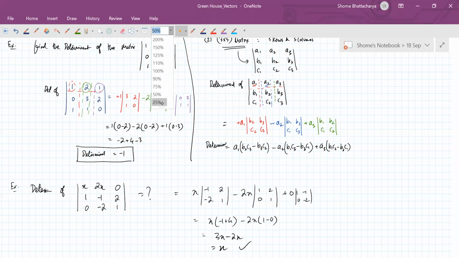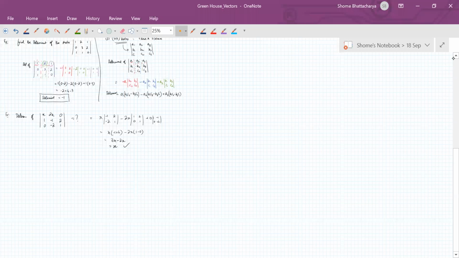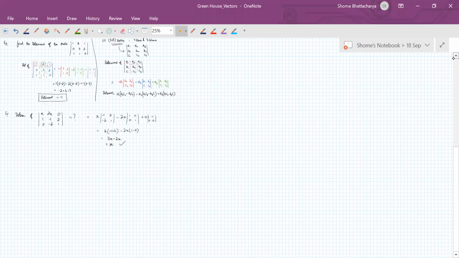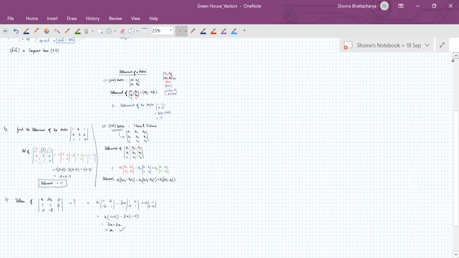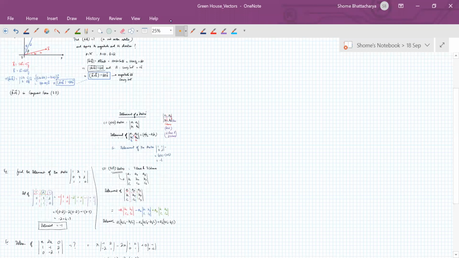Okay, so that was this question. Now let's come back to what we were looking at originally, okay, which is components in 3 dimensions.